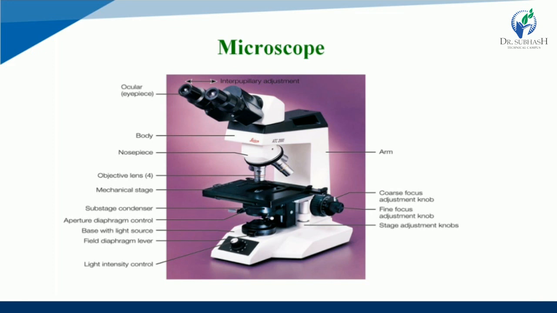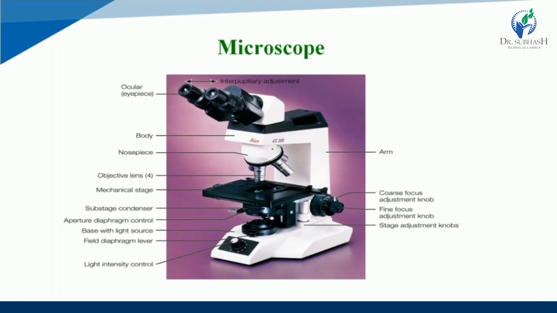Next one is objective lens. What is objective lens, as well as what is ocular lens? The final magnified image is produced by a series of two lenses. First one is objective lens and second one is ocular lens. So what is objective lens?